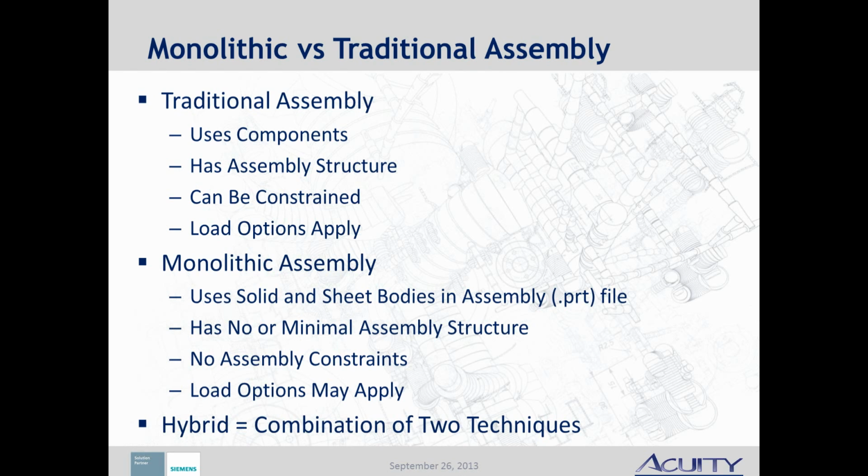Monolithic assemblies use solid bodies and sheet bodies in a part file that people just call an assembly. And what happens there is there's no or minimal assembly structure, and I'll explain the word minimal in just a minute. There are no assembly constraints, and the load options may apply, but only if you do a hybrid, a combination of the two techniques.